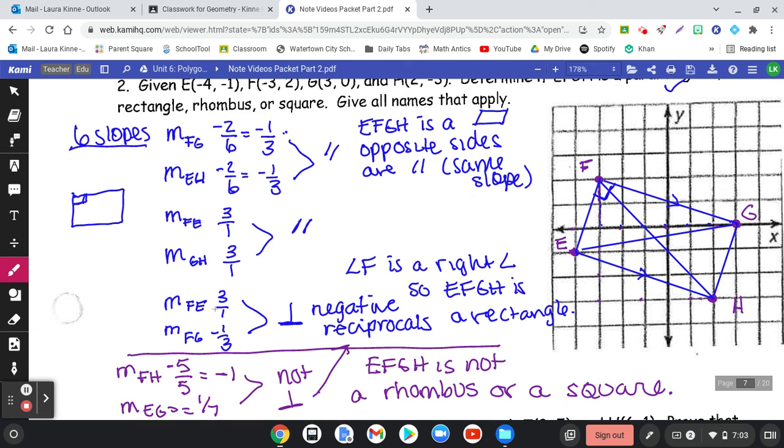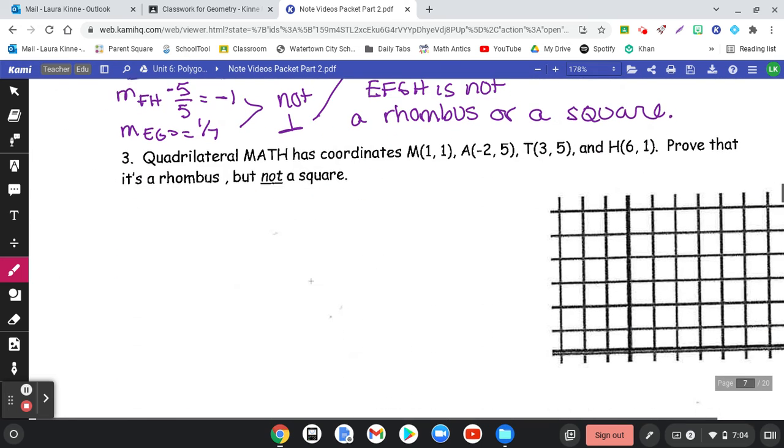And you're done. You could have, like I said, done your Pythagorean theorem here. You could have said, 2 squared plus 6 squared for FG, and show that that's not the same as 1 squared plus 3 squared, and therefore it's not a rhombus or a square. You have almost too many options, but I like to do the slope because you can figure out all of them pretty easily. All right, we're going to save this one for you to try.